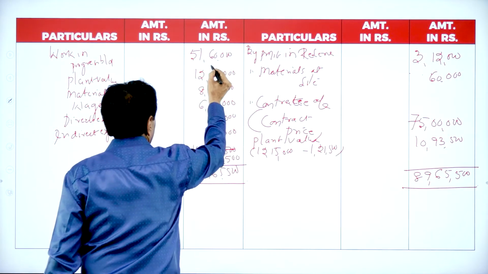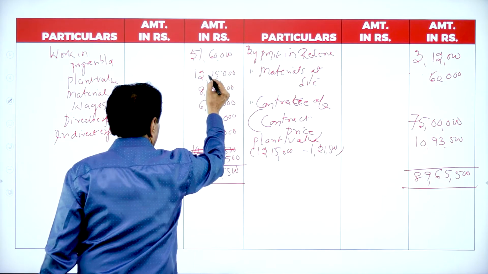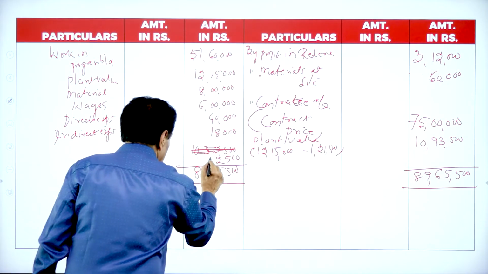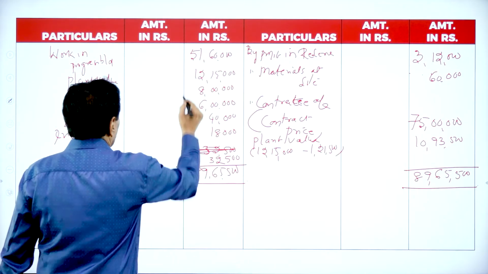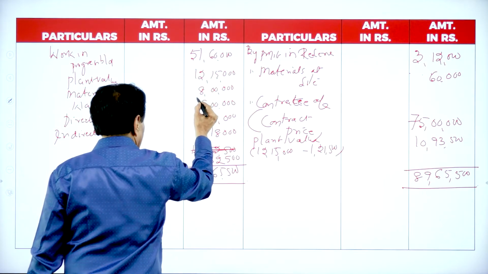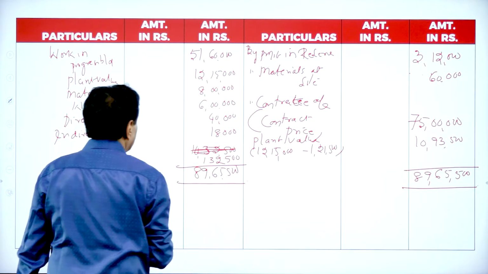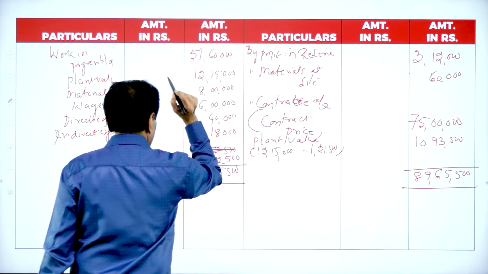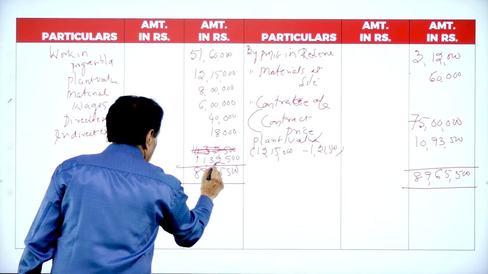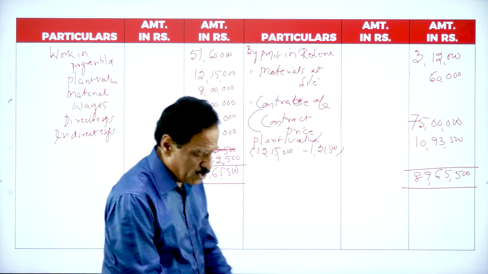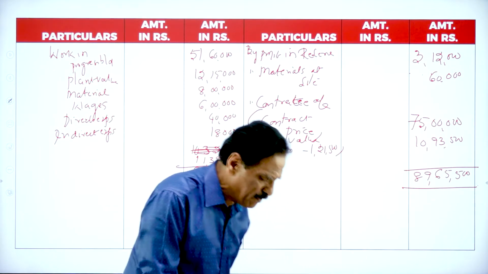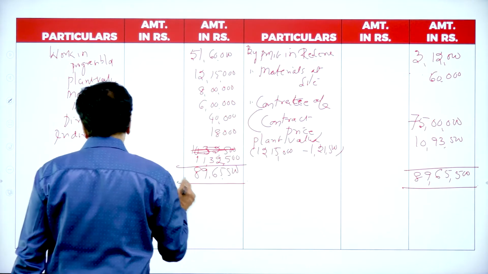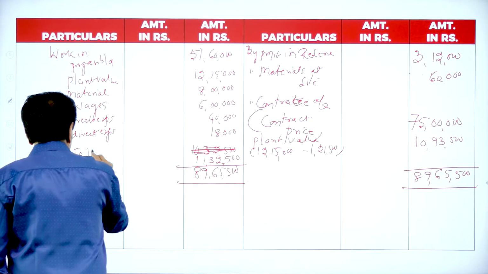1 plus 6, 7 plus 8, 12, 13. 32. 1 plus 1, 2, 4, 12, 18. 1, 19. 1 plus 5, 6, 1, 7 plus 1. 11 lakh 32,500. 11 lakh 32,500 to profit and loss account.